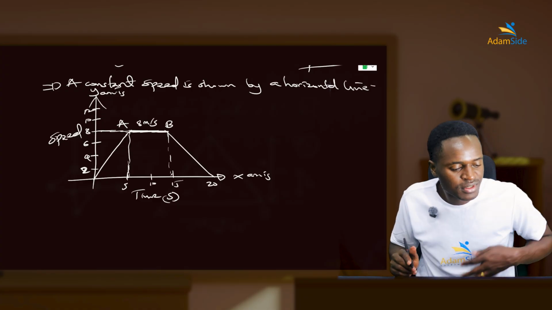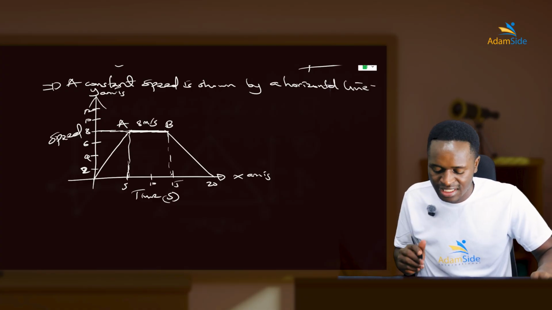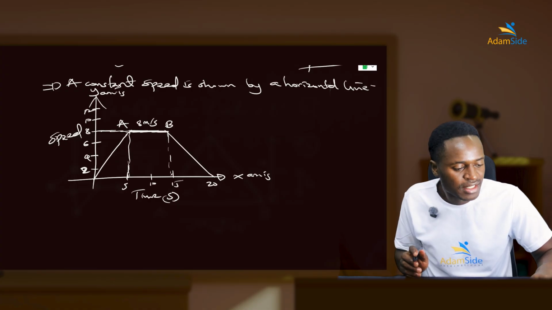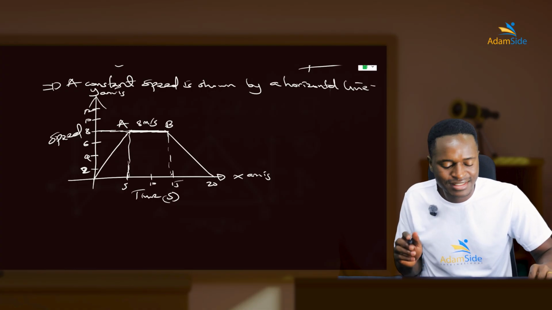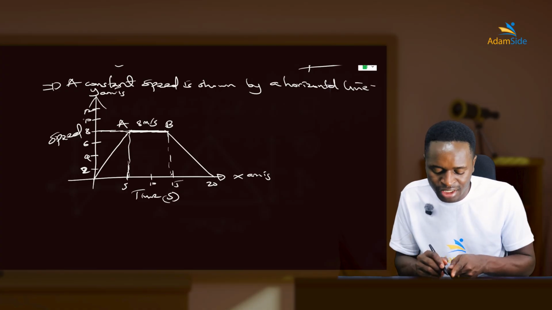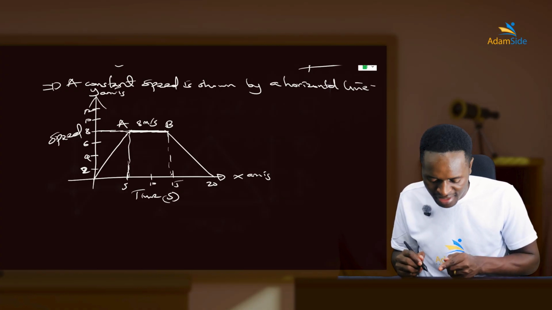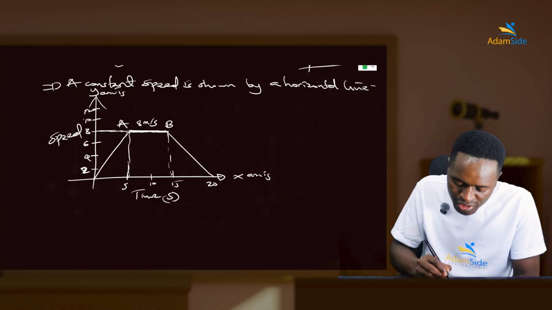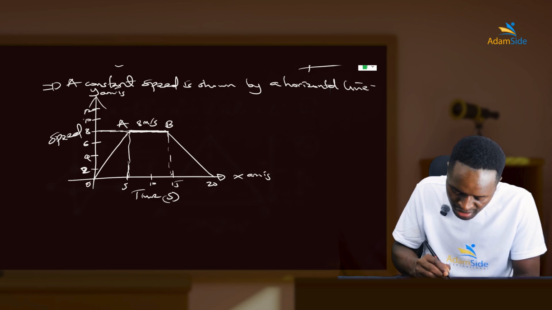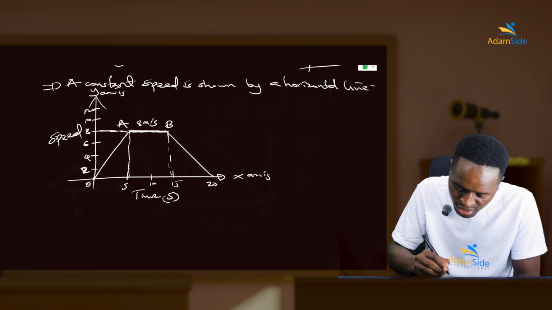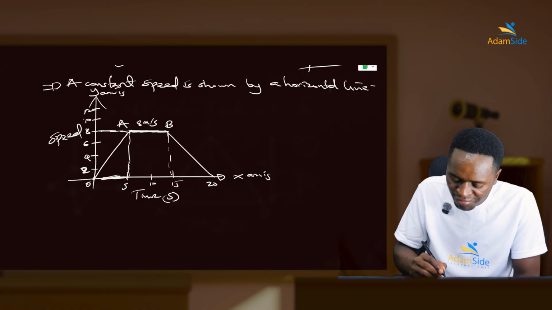So they say, for how long was the car traveling at a constant speed? With that one, you are able to interpret. And then calculate the acceleration during the first 5 seconds. Acceleration means the rate at which speed is changing per given time. So from the origin, 0, 0, to when it was 8, it has changed under what time? Under 5 seconds.